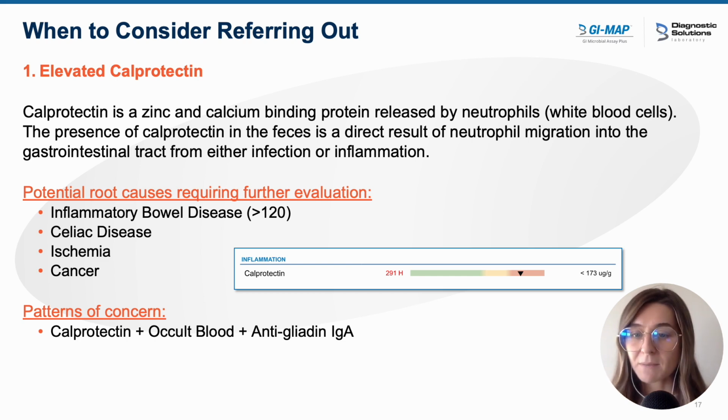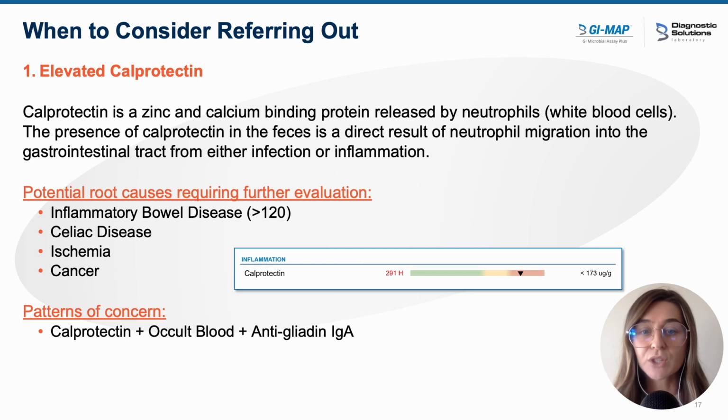This is most commonly going to be in the watershed areas, which is going to be in the descending colon on the left side. And then cancer. Having an underlying colorectal cancer that has not been diagnosed could also be a reason for an elevated calprotectin level.